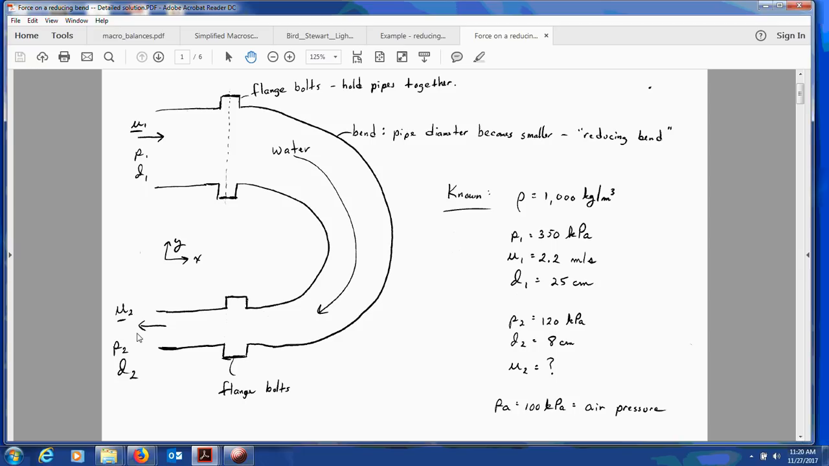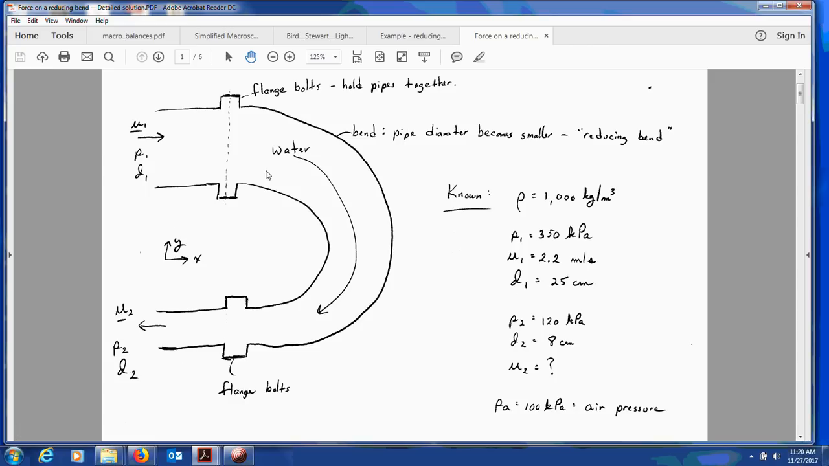We're assuming that the flow is at steady state, the density is constant, and there's turbulent flow such that the velocity is nearly uniform over the cross-section of the pipe. Therefore, when we refer to velocity u1 or u2, that's simply the average velocity of the fluid across the pipe cross-section at that location.